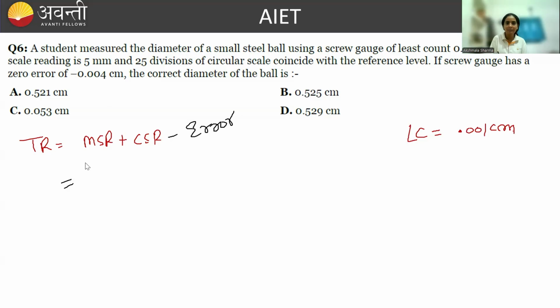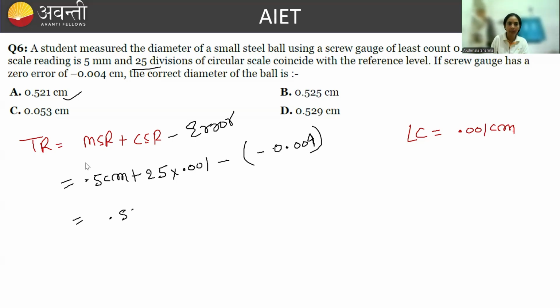Now in the question, the main scale reading is already given, that is 5 millimeter. Let's write it in terms of centimeter because the answer options are also in centimeter. So it will become 0.5 centimeter plus circular scale reading. How do we calculate the circular scale reading? For that we see what division of the circular scale is coinciding with the reference line, that is with the main scale. Here the 25th division is coinciding. In that case, we will write the circular scale reading as 25 into least count, that is 0.001, minus error. So the error is how much? Minus 0.004.